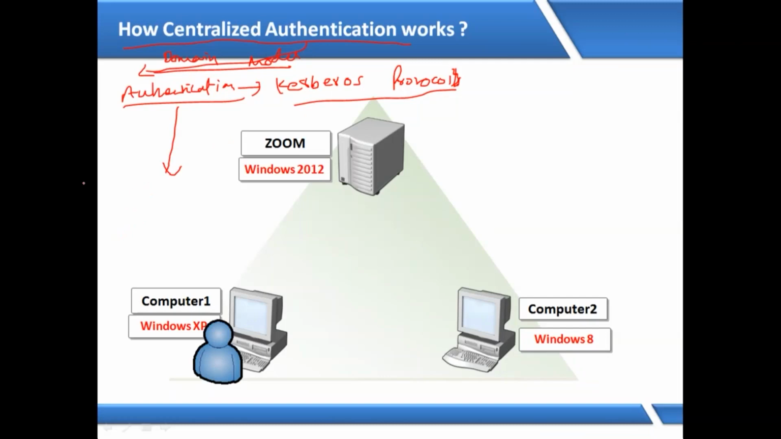So this Kerberos protocol will check the username and password in the user database file. In the user database file, the authentication will be checked. So what is the file name here? In the domain model, what is the file name? ntds.dit. Directory, new technology, directory service, directory information tree. So the Kerberos protocol will check the user detail here.